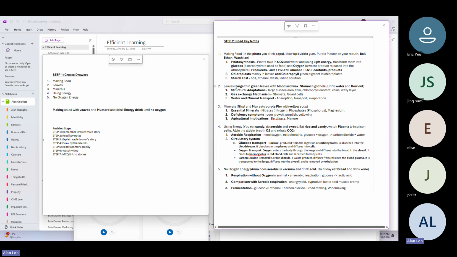Second story, a large thin leaf with blood and wax. Right, so you can imagine the leaf, the green color leaf, which is very big and thin, is having blood on it and wax. Then your stomach got a hole, and when you drink water, it flows out. All right.